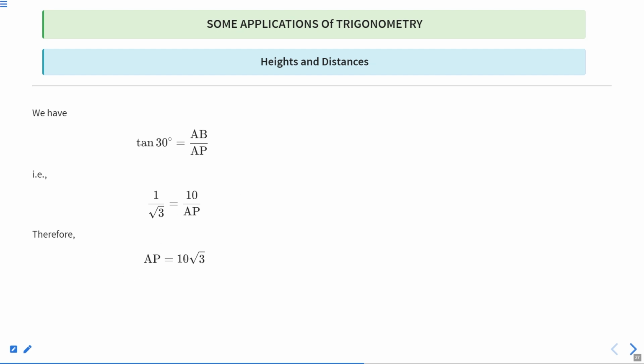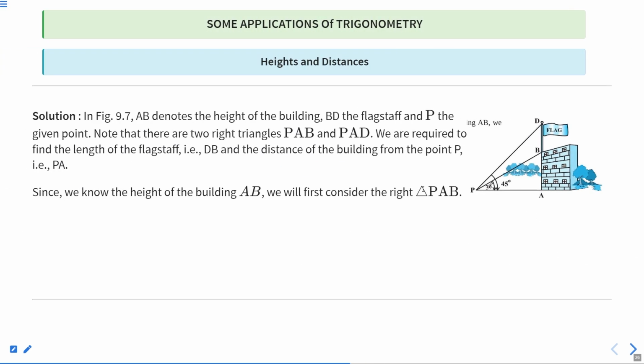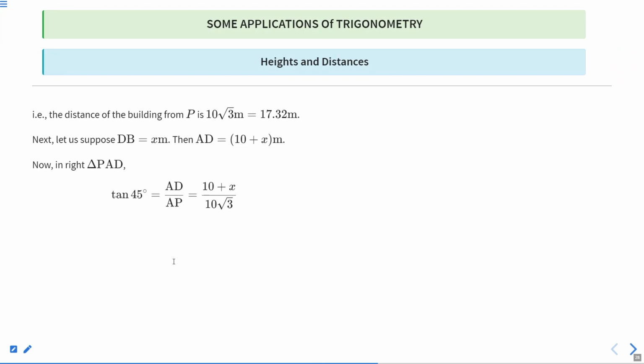So here AP is equal to 10 root 3. That means the distance of the building from the point P is equal to 10 times root 3 meter, and here we may take the value of root 3 as 1.732. If we take that, then we get approximately 17.32 meter.